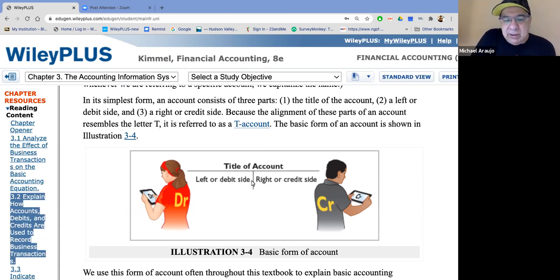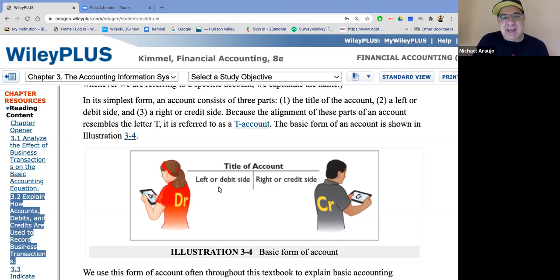So let's just get a couple of terms out of the way as well. And I really need you to forget about what the banking system has taught you. Okay, I'm not teaching banking here. We're teaching accounting. The banking system uses these terms, and you have to forget that how they use it is not how we use it in accounting. Okay, the left side of an account is called the debit side. So the debit side is simply the left side of an account.